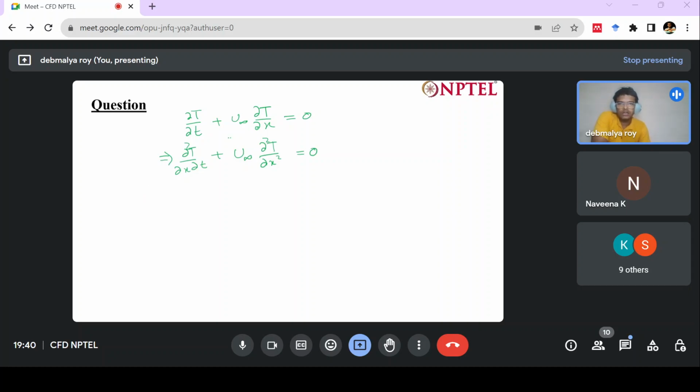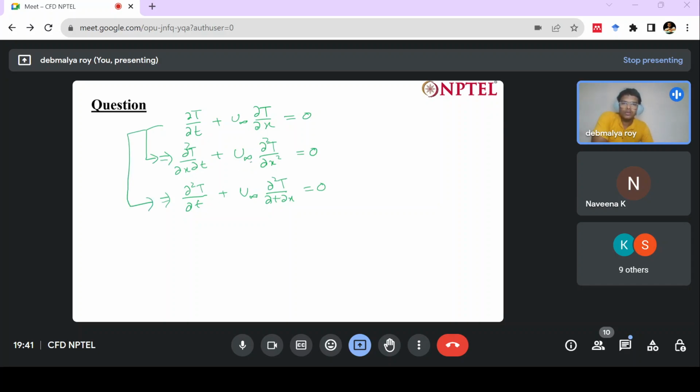Okay. Again, similarly, let's differentiate this with respect to y. With respect to t, the other variable is t. If we differentiate this with respect to t, we will get this. So this equation has been used to reach here and here.